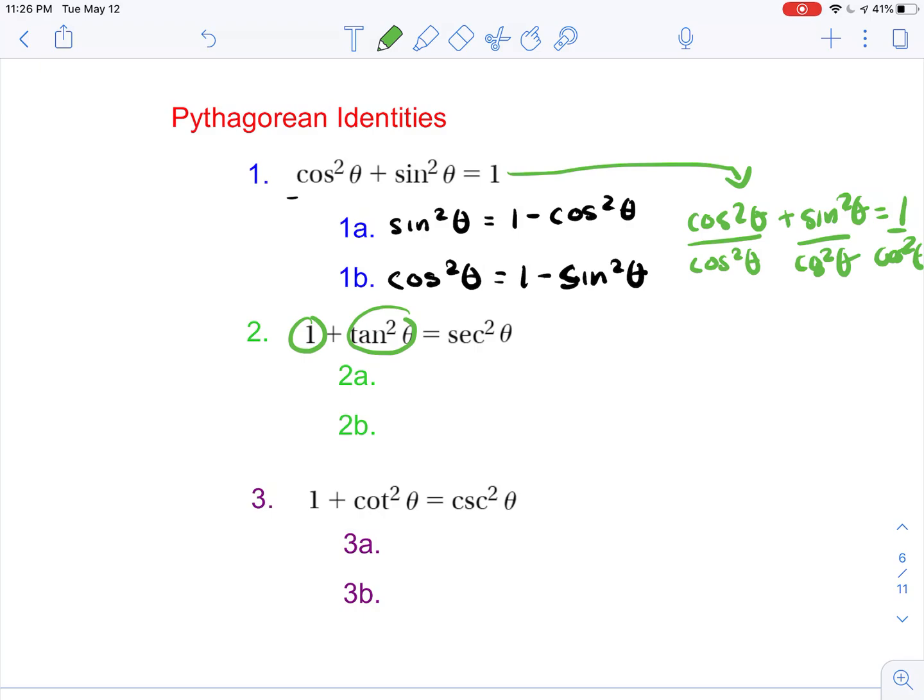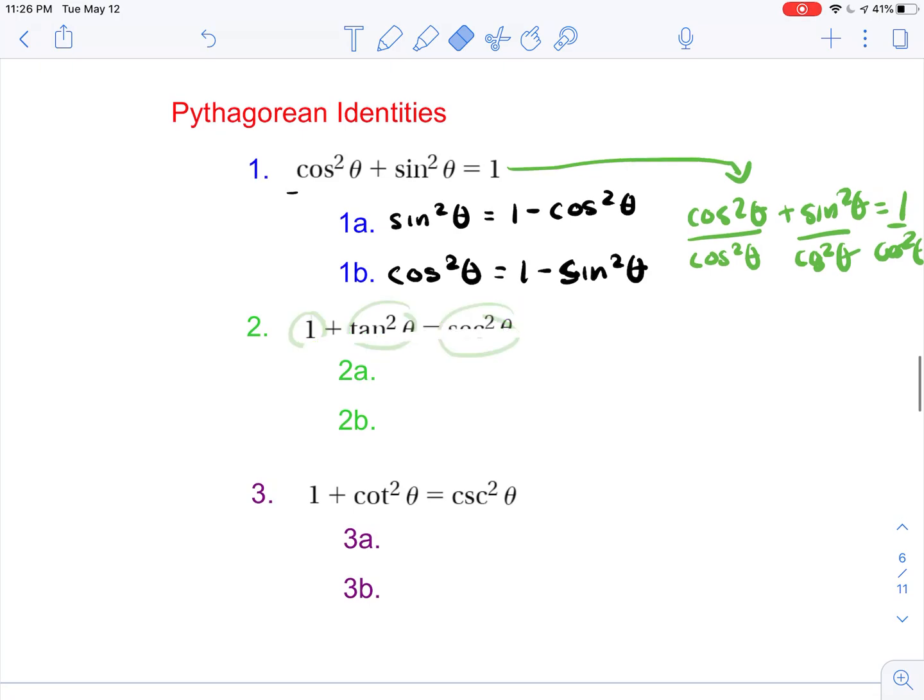Sine squared theta divided by cosine squared theta. Well, sine over cosine is tangent, so sine squared over cosine squared is going to be tangent squared. And 1 over cosine squared, well, 1 over cosine is equal to secant, so 1 over cosine squared is going to be secant squared, okay? So that's how we get this identity.